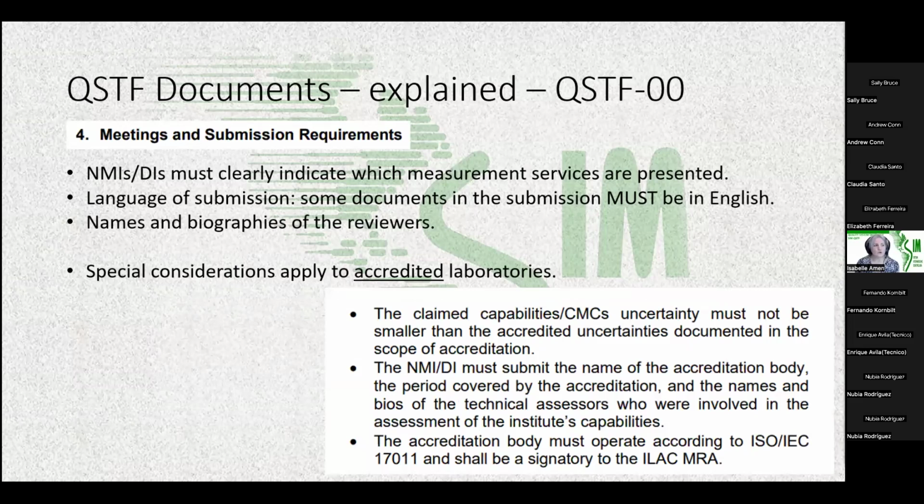There are in QSTF-0 special considerations for institutes that choose to present based on accreditation. The first important thing is that the claimed capabilities, or CMCs' uncertainty, must not be smaller than the accredited uncertainty that appears on the scope of accreditation. The institute must indicate the name of the accreditation body and the period covered by the accreditation, as well as the name and bios of the technical assessors who were involved in the assessment of the institute's capabilities. And finally, that accreditation body must operate according to 17011 and shall be a signatory to the ILAC-MRA.